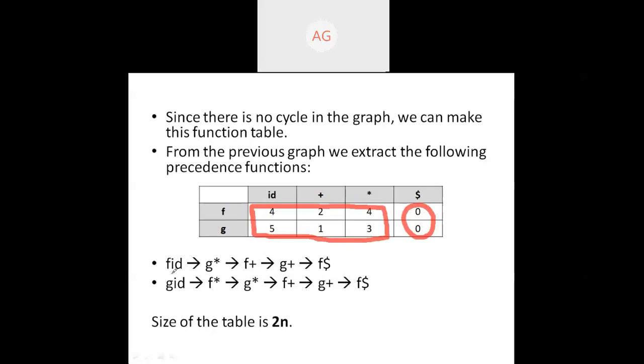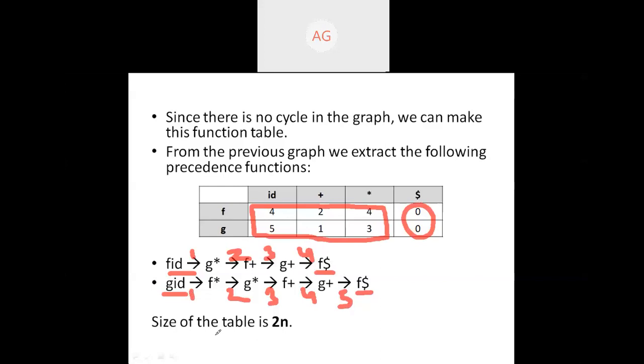So this is the length of all the paths. We need to show that for FID, this is the longest length. We already know that, so 1, 2, 3 and 4. That's how we find that the longest length starting from FID is 4. In the same way, we write 1, 2, 3, 4, and 5. This is the path we are taking from FID to F dollar, and this is the path from GID to F dollar. So from FID we have the longest length 4, and from GID we have the longest length 5.